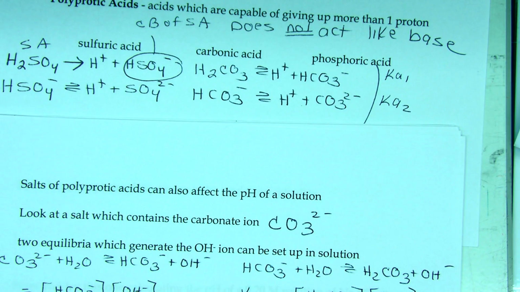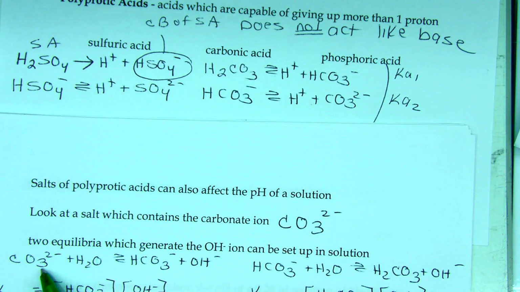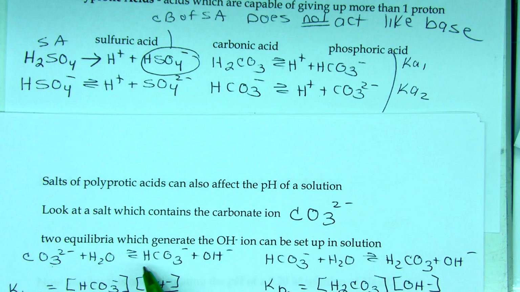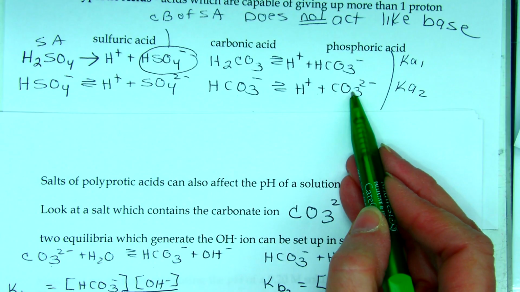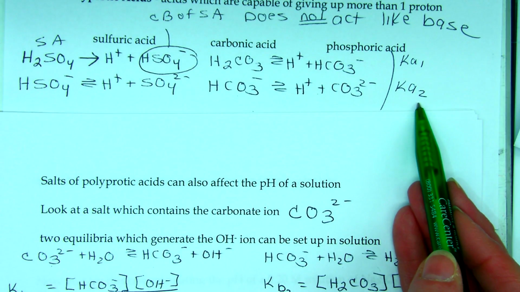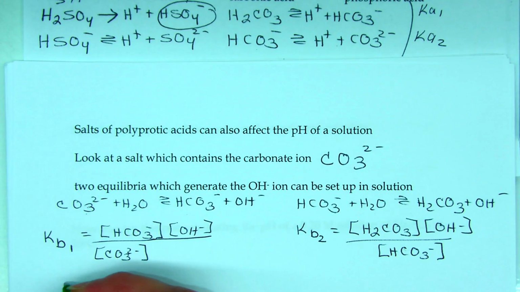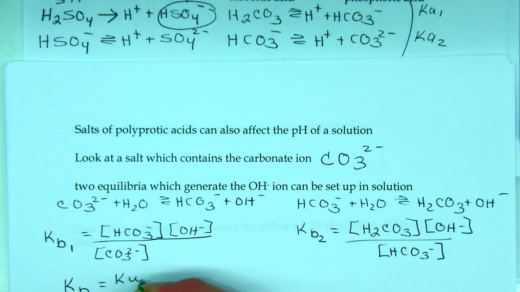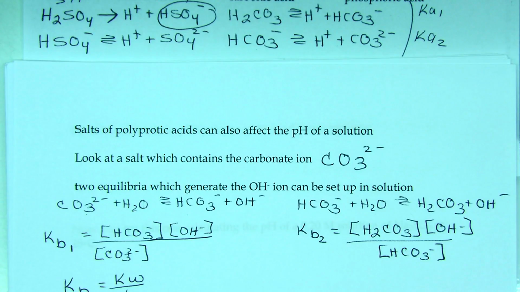So now let's look at my Kb1. I have a carbonate ion and a hydrogen carbonate ion. Which Ka has those same species? 1 or 2? 2. So these two species that are in my Kb expression come from Ka2. So for a diprotic acid and its conjugates, Kb1 is equal to Kw divided by Ka2 from the acid. Does that make sense? That's really important.